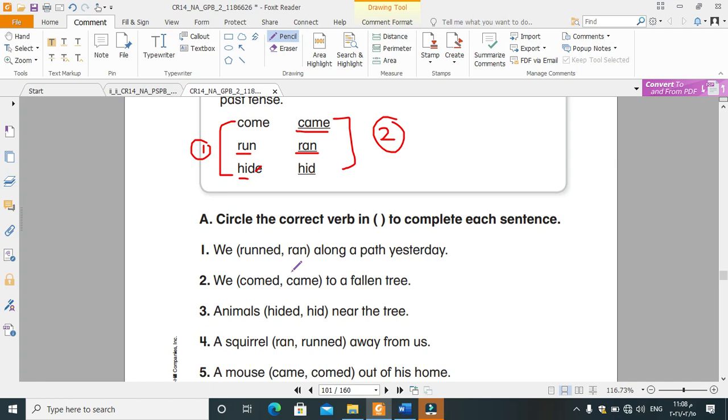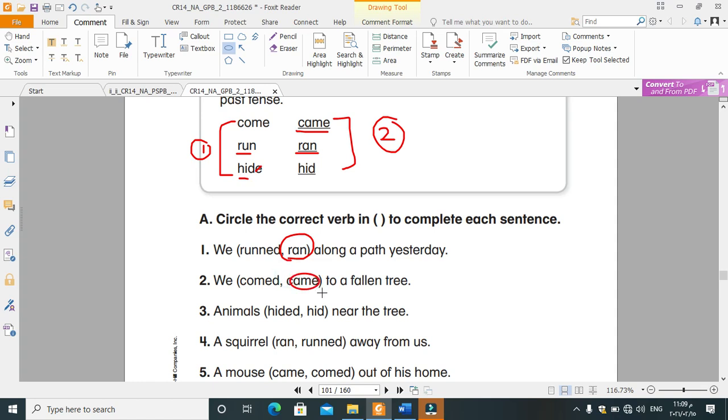Let's practice now. Circle the correct verb to complete each sentence. We ran along a path yesterday. We ran. Excellent. Number 2, we comed or we came?